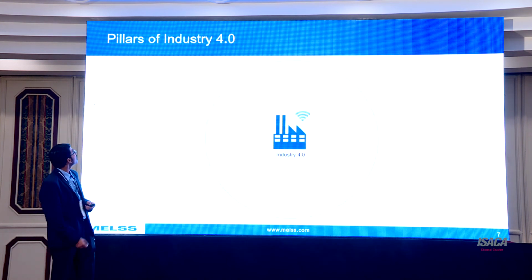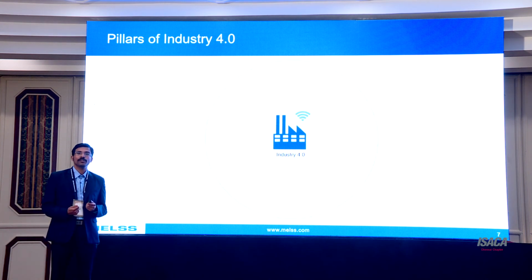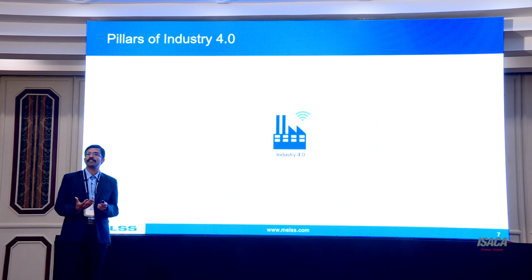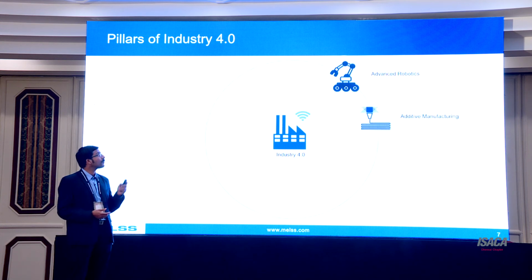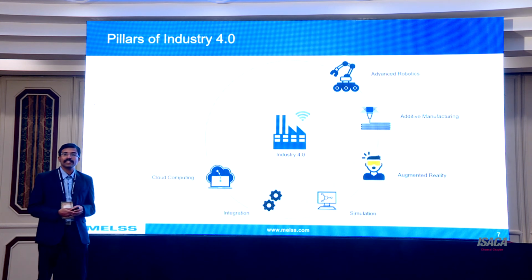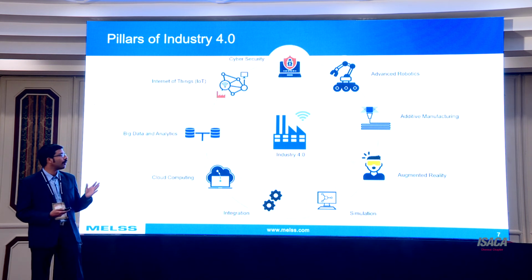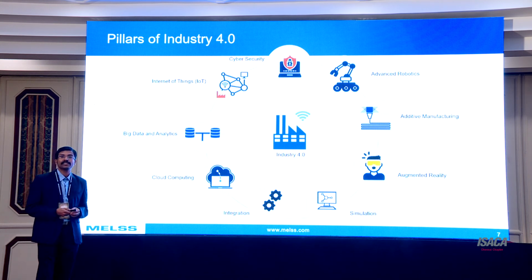So let's look at the pillars of Industry 4.0. Again, when Industry 4.0 was conceptualized, it is based mainly on 9 different technologies which were thought of as what the Industry 4.0 revolution would really address. The first one being advanced robotics, and then you have additive manufacturing, augmented reality, simulation, integration, cloud computing, big data analytics, Internet of Things, and cybersecurity.